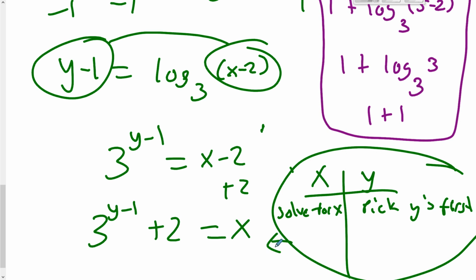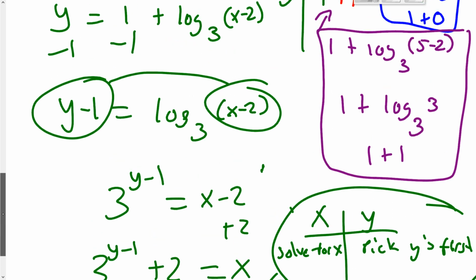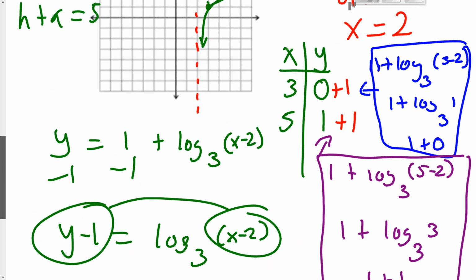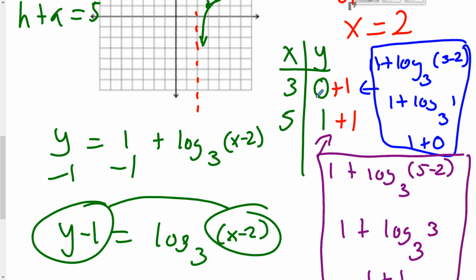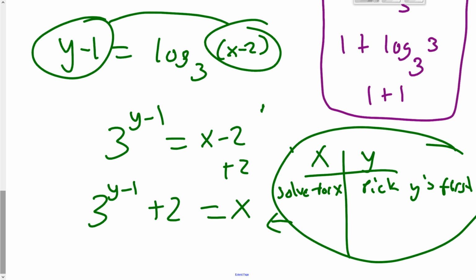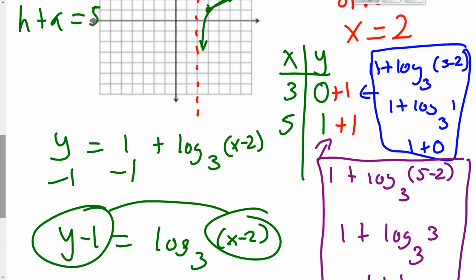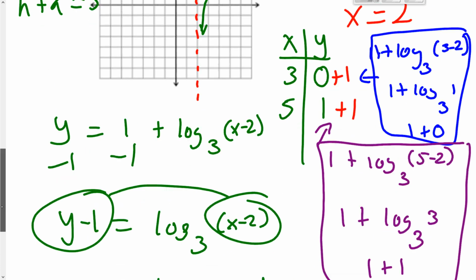So a good one would be 1, a good y to pick, because then I would have an exponent of 0, and anything raised to 0 is 1. Isn't 1 one of these answers right here? And then another one would be 2, because 2 minus 1 is 1, and 3 to the 1 is 3. And isn't the second y here 2? So that's why those are kind of nice.